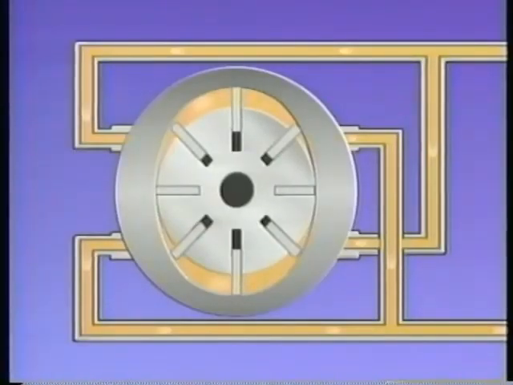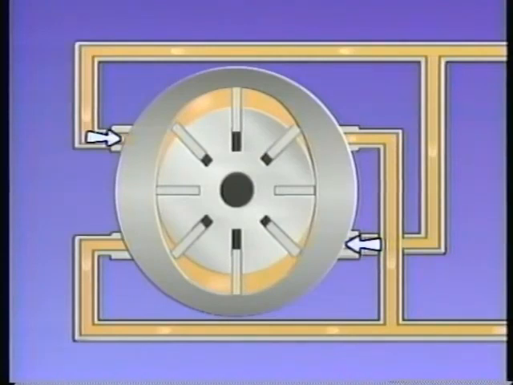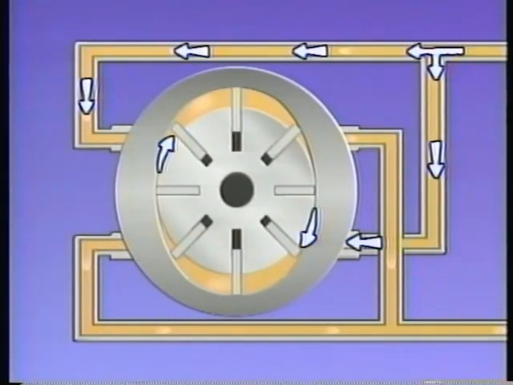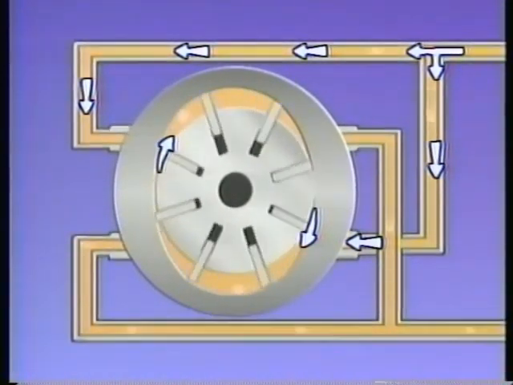Now let's use a simplified illustration to see how a hydraulic motor works in operation. This hydraulic motor includes the same parts we saw on the model. It has a cylinder, a rotor, and vanes. These are fluid inlets, which are located 180 degrees apart, as are the fluid outlets. During operation, fluid is pumped through the inlets and into the chambers between the extended vanes. The fluid pushes against the vanes, causing the rotor to turn.